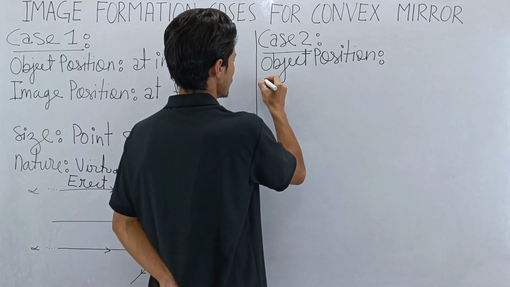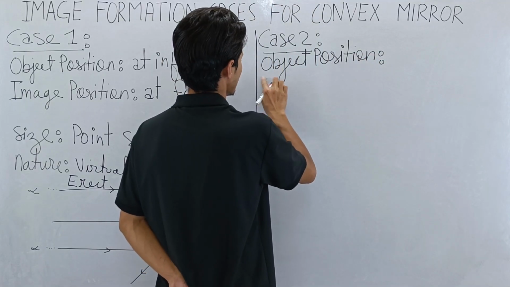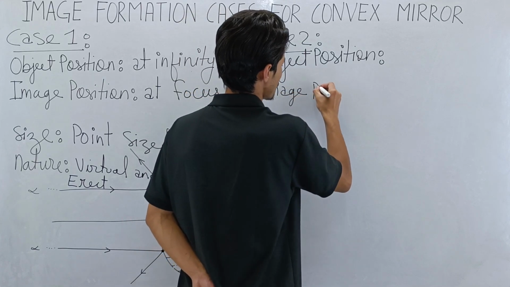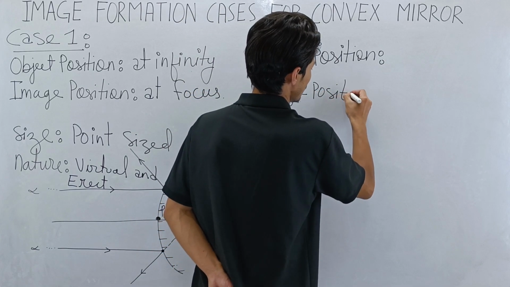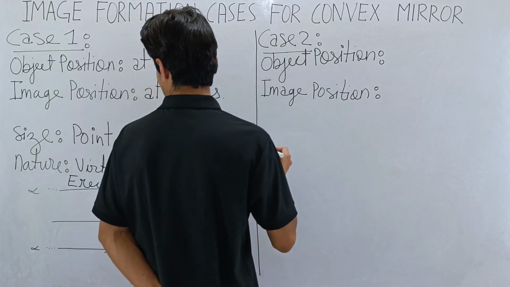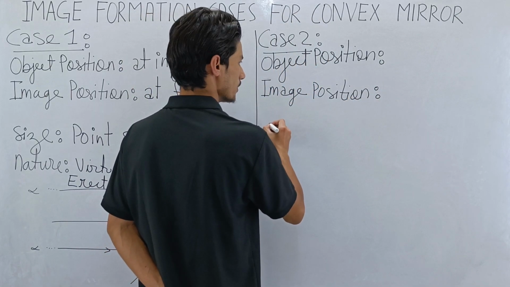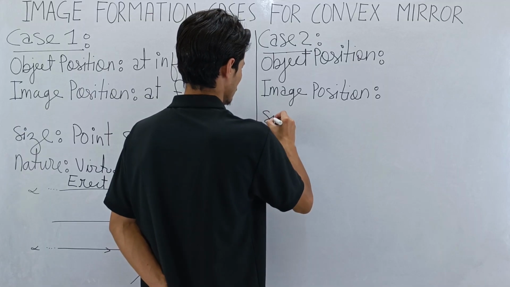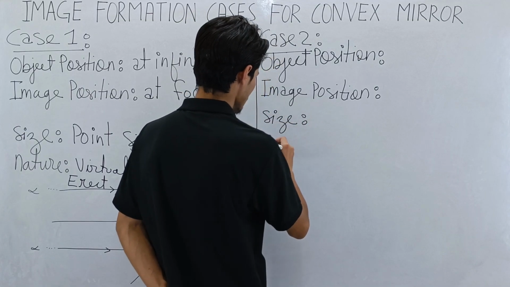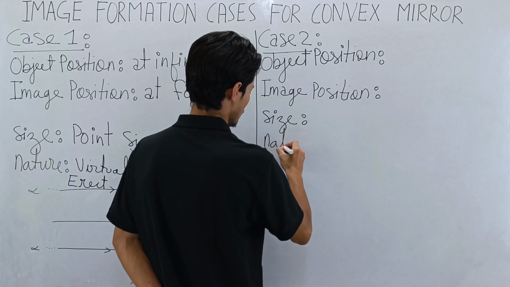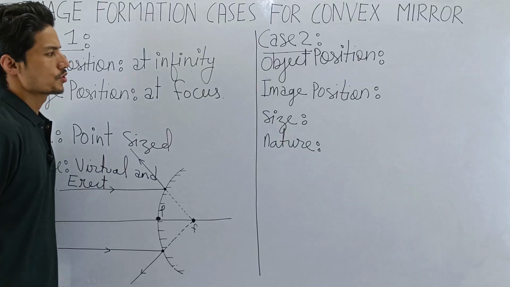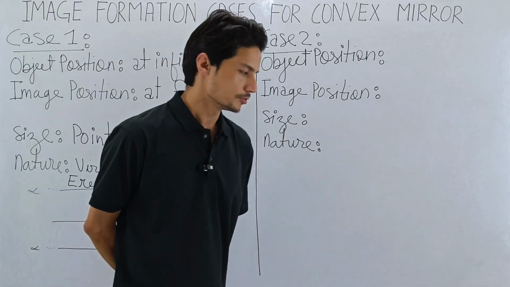Then image position. Image position. Then size and nature. Size and nature. So let's draw the ray diagram for case number 2.